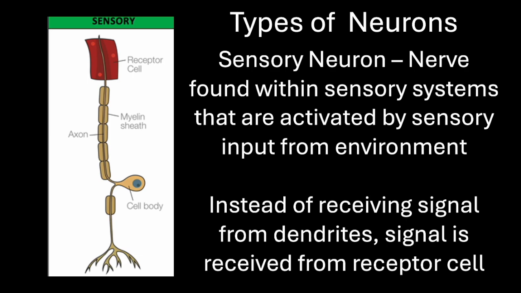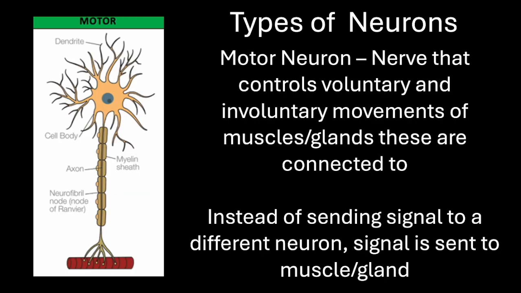And the last type of neuron is a motor neuron. This one is, again, a little bit different. This neuron has dendrites, which are there to receive signals, but it controls voluntary and involuntary movements of muscles and glands. So at our synapse terminal down here, we are now connected to some muscle. We're not sending our signal to a different neuron, we're sending it to a muscle or gland to tell that muscle or gland what to do.